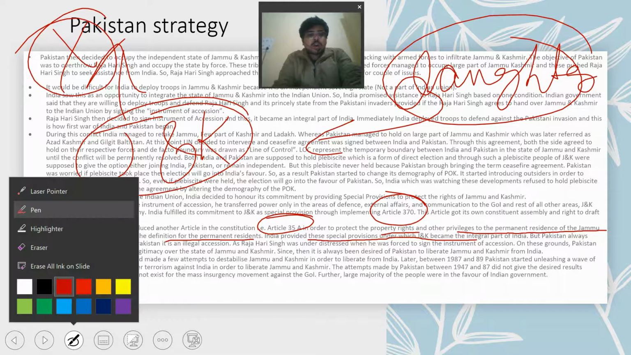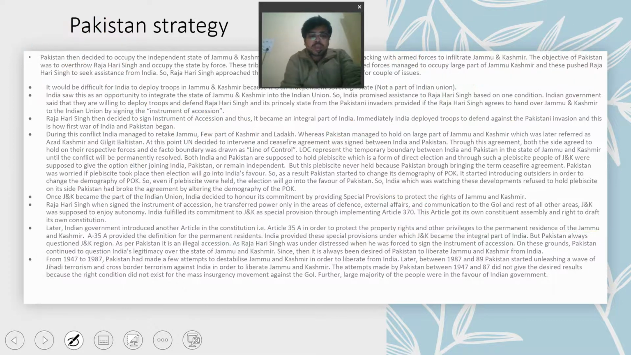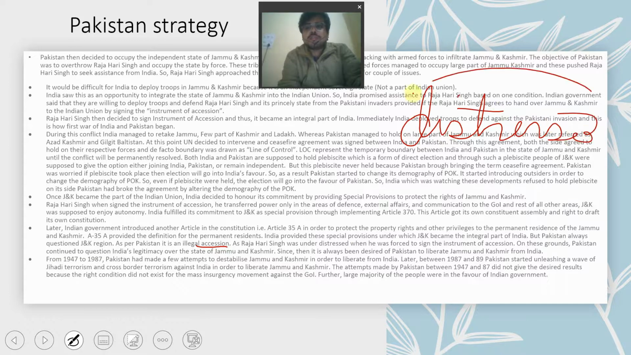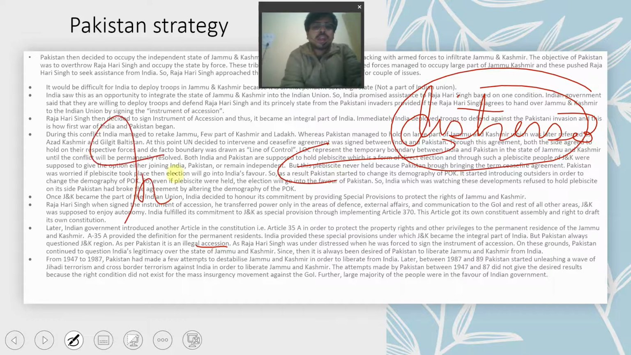But Pakistan always contested the Jammu and Kashmir region. As per Pakistan, it is an illegal accession, as Pakistan claimed that Raja Hari Singh was under distress, he was under pressure, he did not have any armies and all, so he went to India for help. That's the claim of Pakistan.